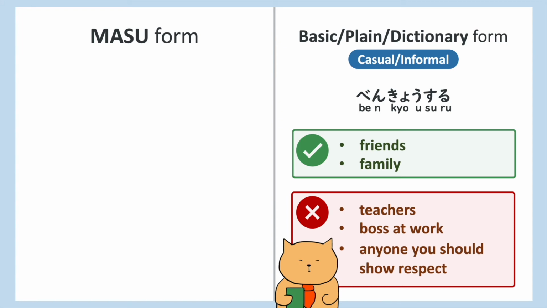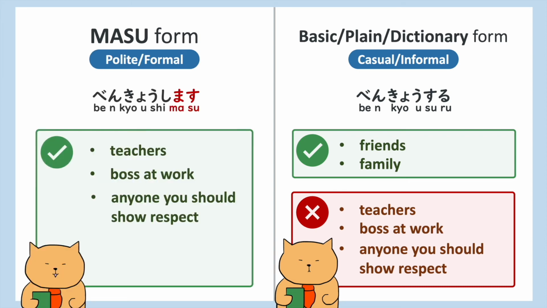So what do we do when we want to speak politely? We use the masu form. Masu form is used as a polite or formal speech style. We'll learn how to change a verb in dictionary form to a masu form in the next video.